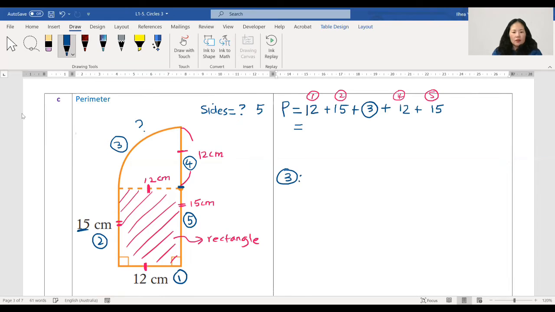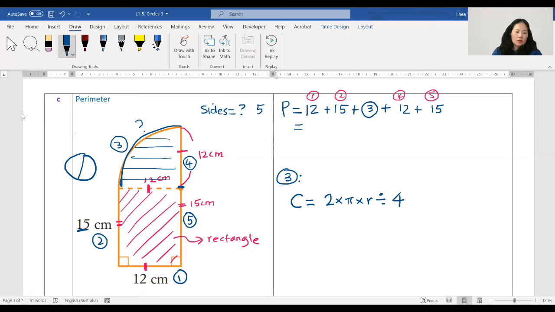Okay, let's have a look. Side 3, all we need is this curved length. I'm going to use the circumference of a circle, that's 2 pi r, but I need to divide it by 4, don't I? Because this is a quarter of a circle. So therefore I need to divide it by 4.